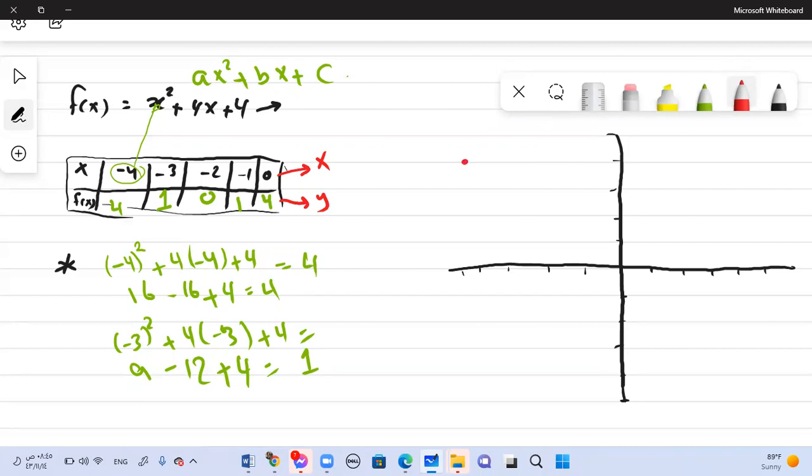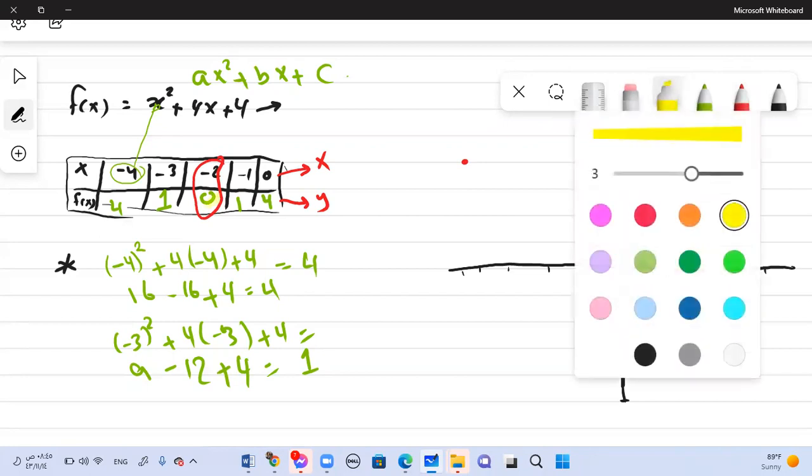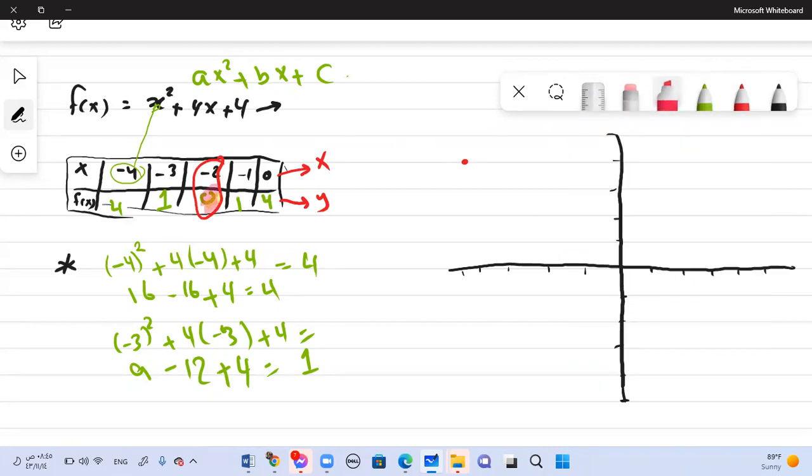Be careful, I have the vertex here, it is very important. This represents the vertex of the graph. Why? Because on this value, I have two numbers repeated. Okay, I have two numbers repeated.